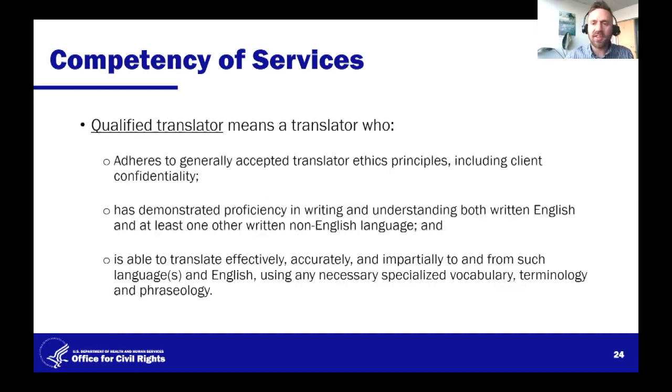So here's the definition of qualified translator. When talking about language assistance services, the term interpretation refers to services that occur in the context of oral communications, whereas the term translation refers to language assistance in the context of written communications. As you see, the definition is largely the same for both qualified interpreter and qualified translator, except that one deals with spoken language and the other deals with written.